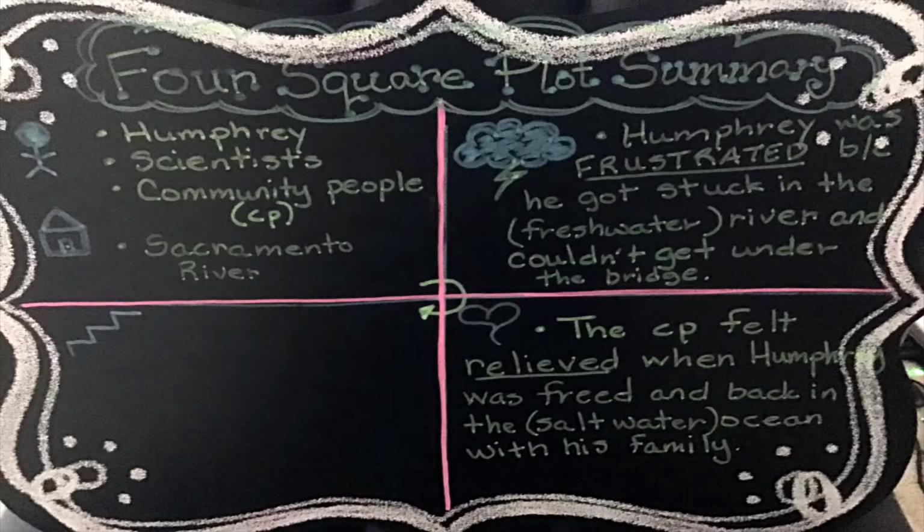Now for our solution, we want to think about who helped solve the problem and what was at the very end of the story and how they felt too, because it is important to include those character traits as well. So we know that it was the community people that helped to free him. How do you think they felt? They were relieved, weren't they? The community people felt relieved when they finally released Humphrey back into the saltwater environment for him to be with his family safely. Good job.